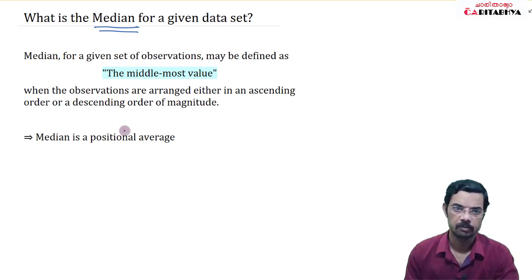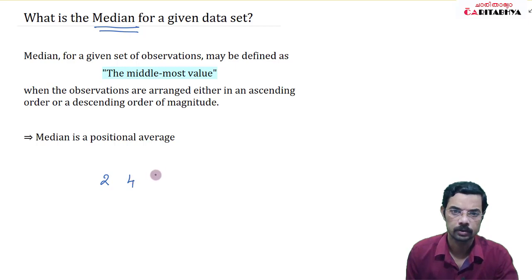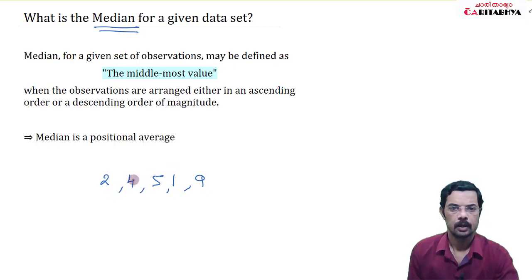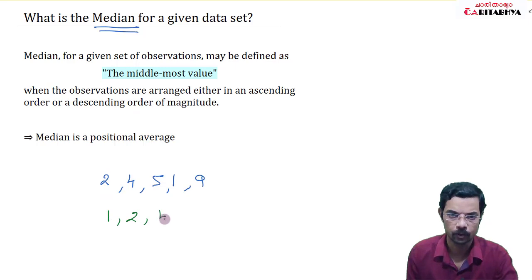For example, if you are having some numbers, say 2, 4, 5, 1, 9, like this. First step is to arrange them in ascending order. So let me arrange them in ascending order. And when we arrange them in ascending order, what we get is 1, then we have 2, then we have 4, then we have 5, and then we have 9.